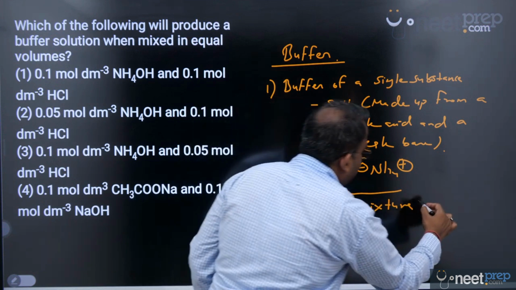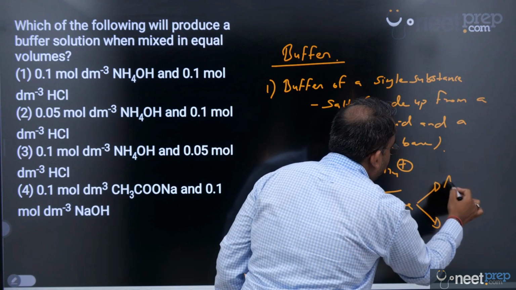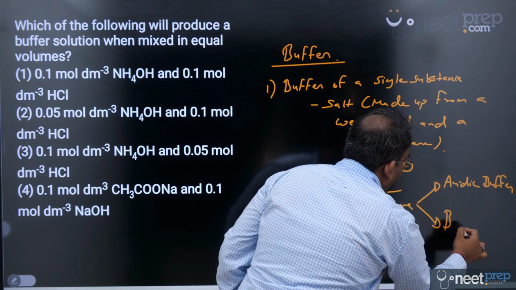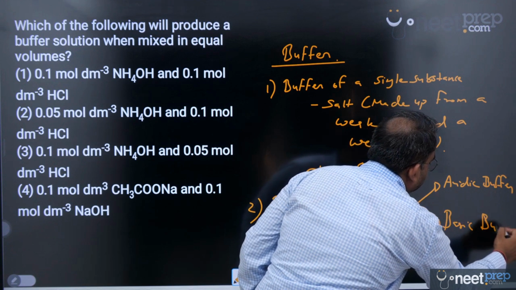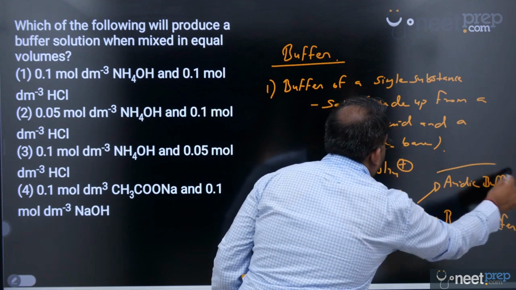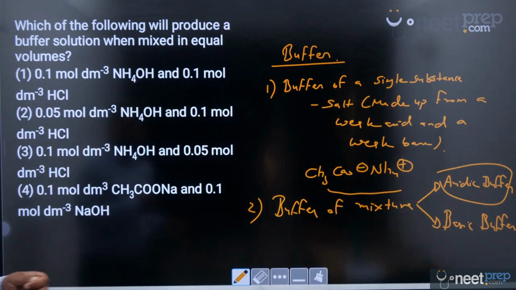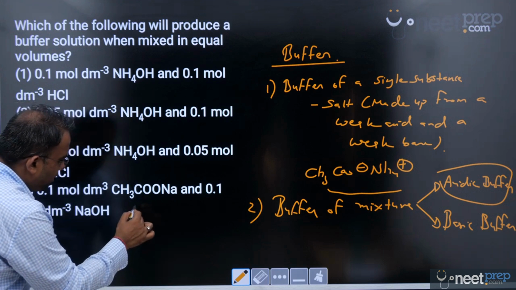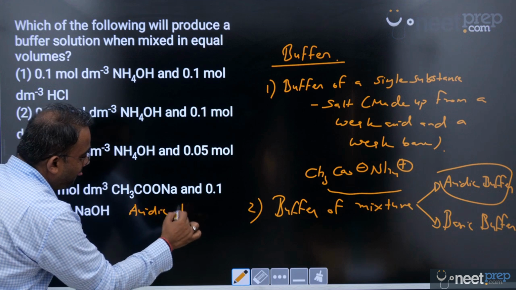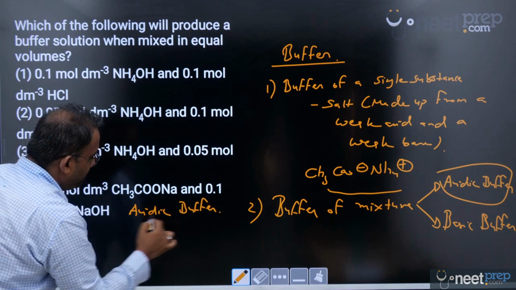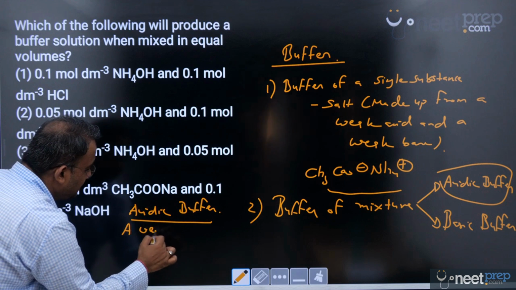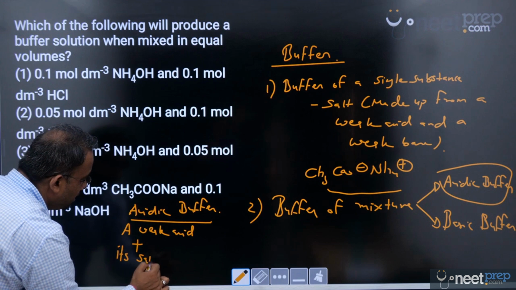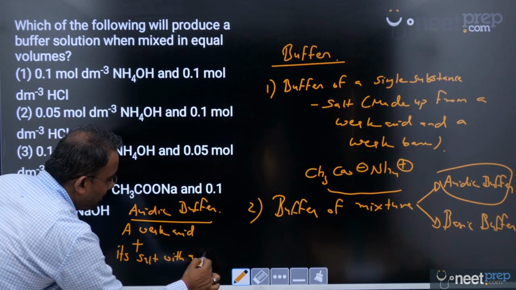Buffer of mixture, which is further of two types, acidic buffer and basic buffer. Now, okay, this question involves buffer of mixtures, and for an acidic buffer, what do we desire for an acidic buffer? A weak acid plus its salt with a common ion.